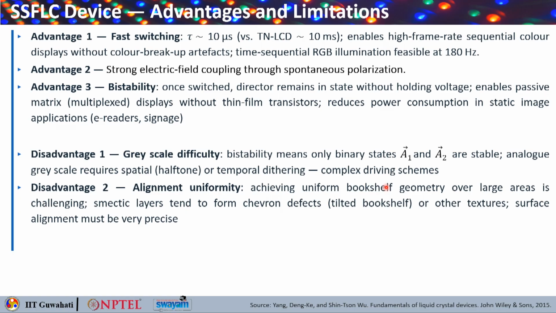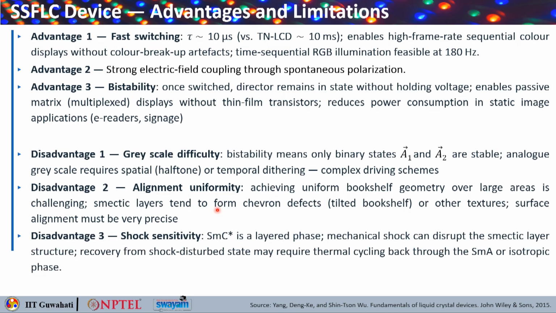The second disadvantage is the alignment uniformity. Achieving uniform bookshelf geometry over a large area is very challenging, and smectic layers tend to form chevron defects, like tilted bookshelf or other textures. So the surface alignment requirement is very precise.